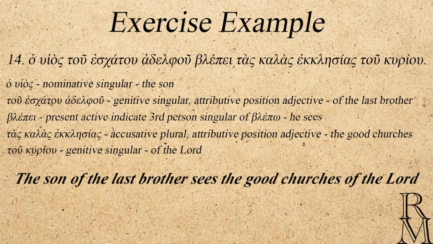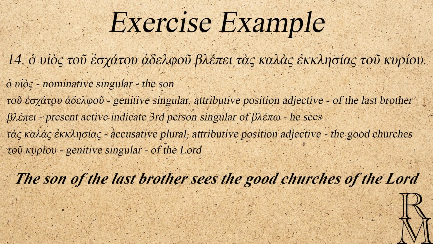So ho huios is the nominative singular, the son. That's your first two words. Your next three words would be tou eschatou adelphou. It is the genitive singular, and you'll notice that everything agrees in case, in gender, and in number. That is an attributive position adjective, because a definite article is immediately in front of the adjective eschatou, of the last brother. Blepei is the present active indicative third person singular of blepo, so he sees.